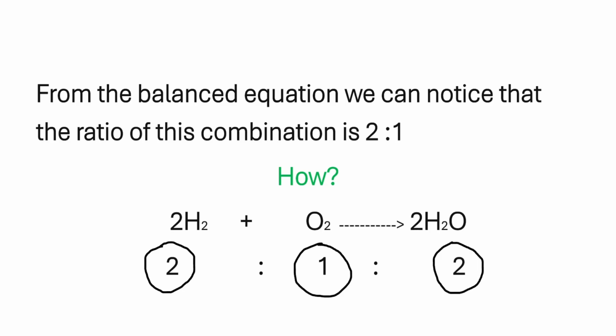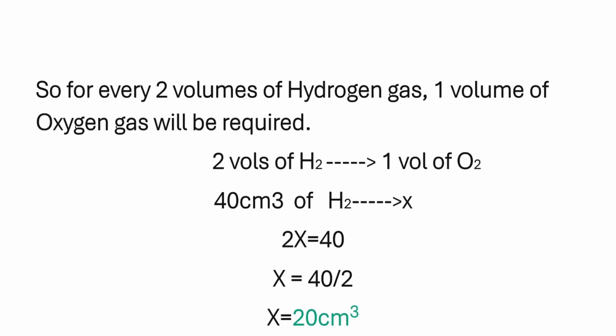and from the equation we can see that the ratio of combination is 2:1. That is 2 for hydrogen and 1 for oxygen. So whenever 2 volumes of hydrogen gas were used, 1 volume of oxygen gas was required. So going by the ratio 2:1, if 40 cm cube of hydrogen is the volume required for the reaction, what would be the volume of oxygen needed? So when we express that mathematically, we are going to have that the volume of oxygen gas required for this reaction to occur is 20 cm cube.